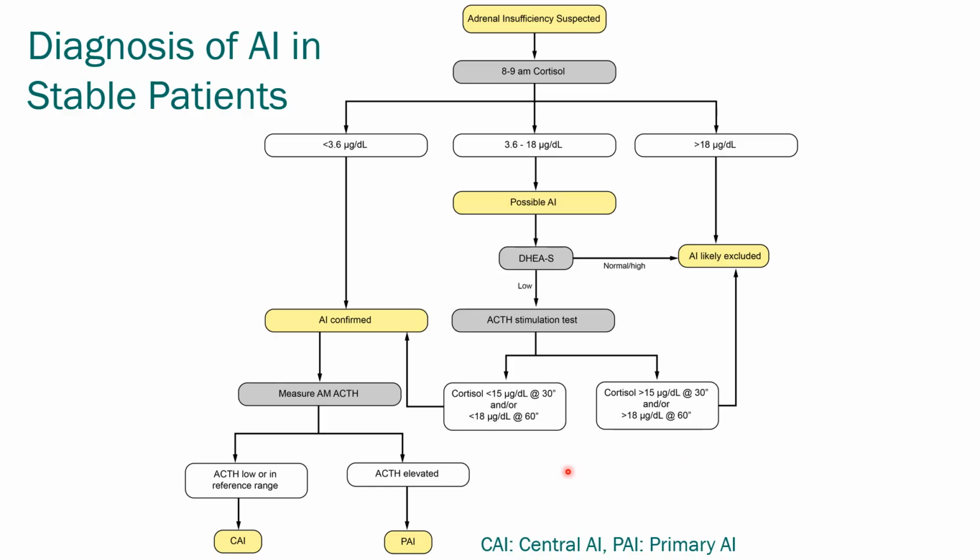In patients who don't stimulate appropriately, or patients who had a low initial AM cortisol, adrenal insufficiency is confirmed, and we should measure their ACTH for differential diagnostic testing. If the ACTH is elevated, they have primary adrenal insufficiency. Patients who have a low ACTH or an ACTH that is in the reference range, those patients have central adrenal insufficiency.